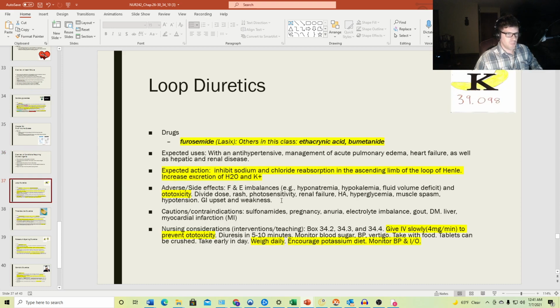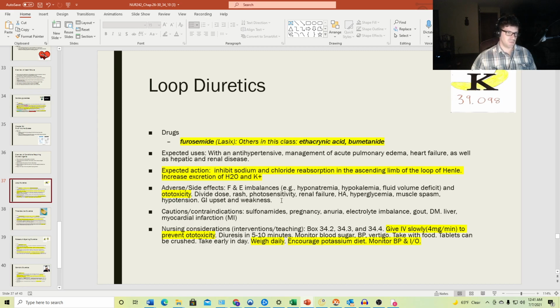Okay, so number one, loop diuretics, furosemide. Others in this class are ethacrynic acid and bumetanide. I don't think we're going to need those, but furosemide, that's the one you're going to know. Lasix, that's what you're going to hear it called in a hospital or clinical setting. I've never heard of furosemide. I've heard of Lasix like a million times.